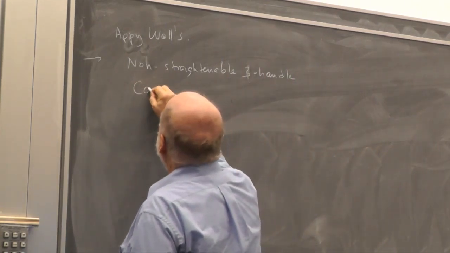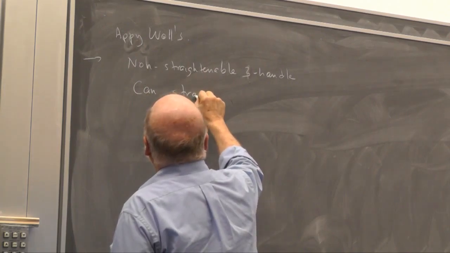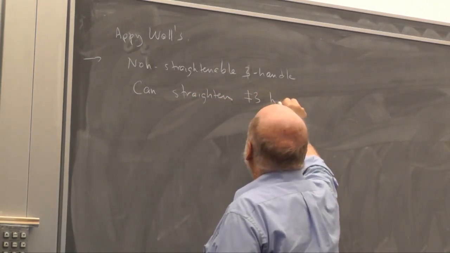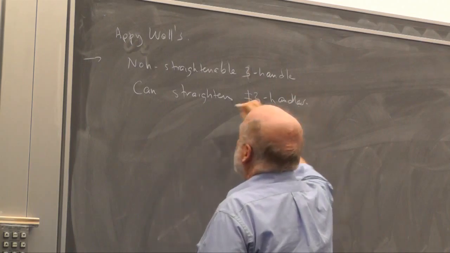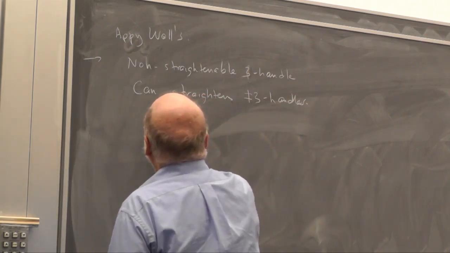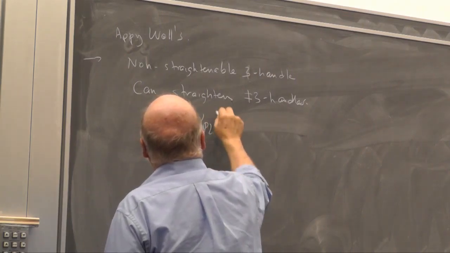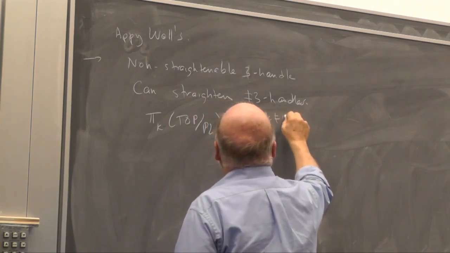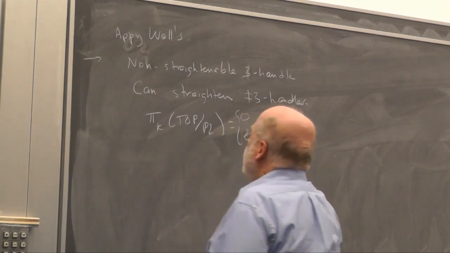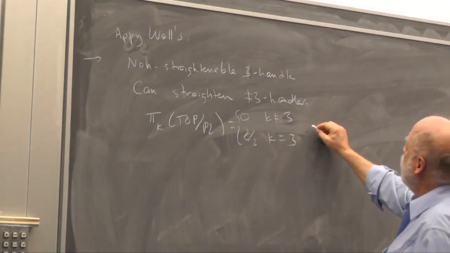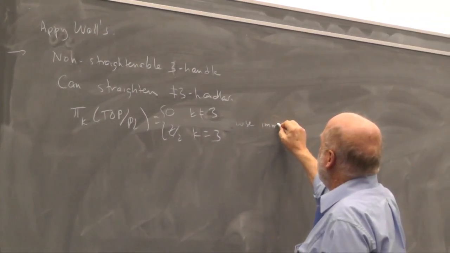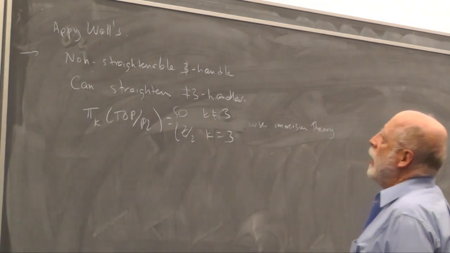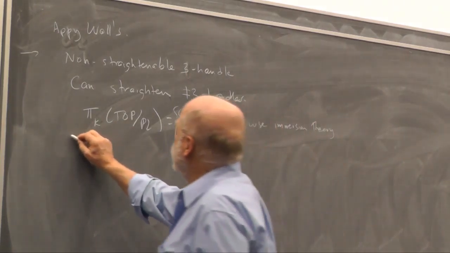Then you can straighten. Straighten is just slang. We're saying it has a PL structure, you can make it PL, and straighten everything, all the other handles. And so out of this, you get that pi_k of Top/PL is 0 or Z2. Remember that proof used the immersion theorem? And then we went into this.